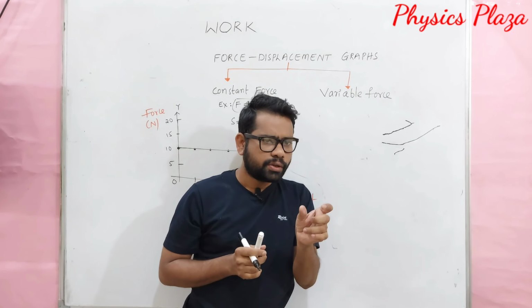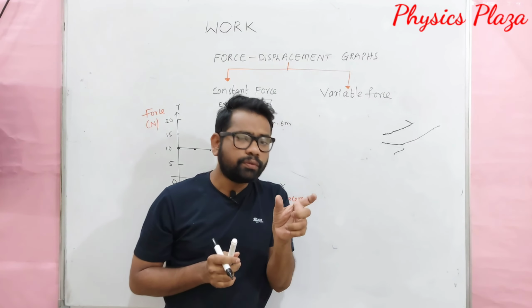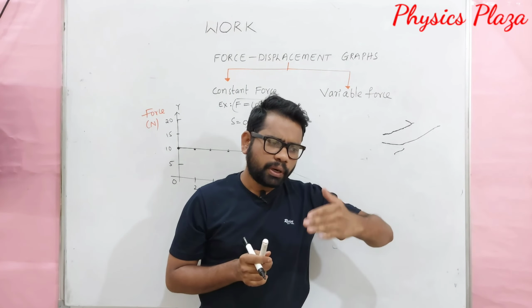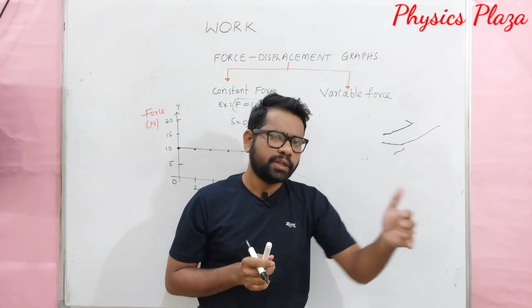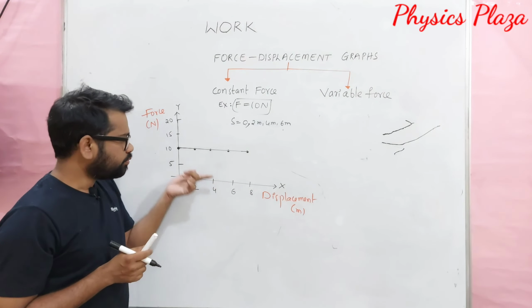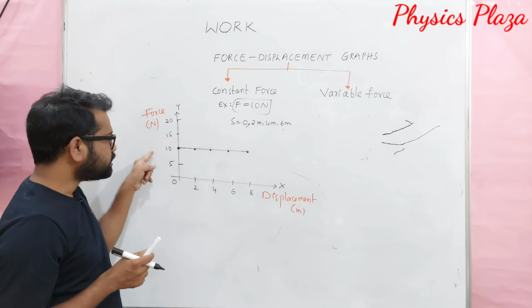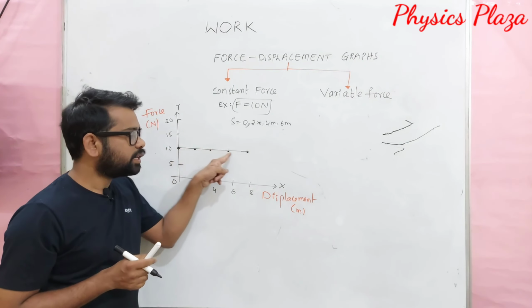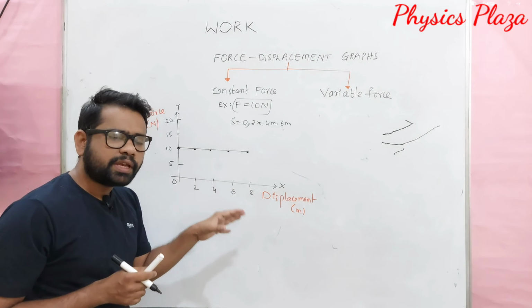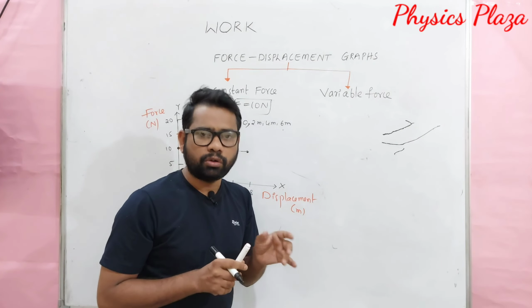So dear children, when the magnitude of force acting on the body is constant, but the body has different displacements, then when we plot a graph of force versus displacement, we get a straight line. Why a straight line? The force is constant, but the body has different displacements. But in this case, how do we calculate the work done?